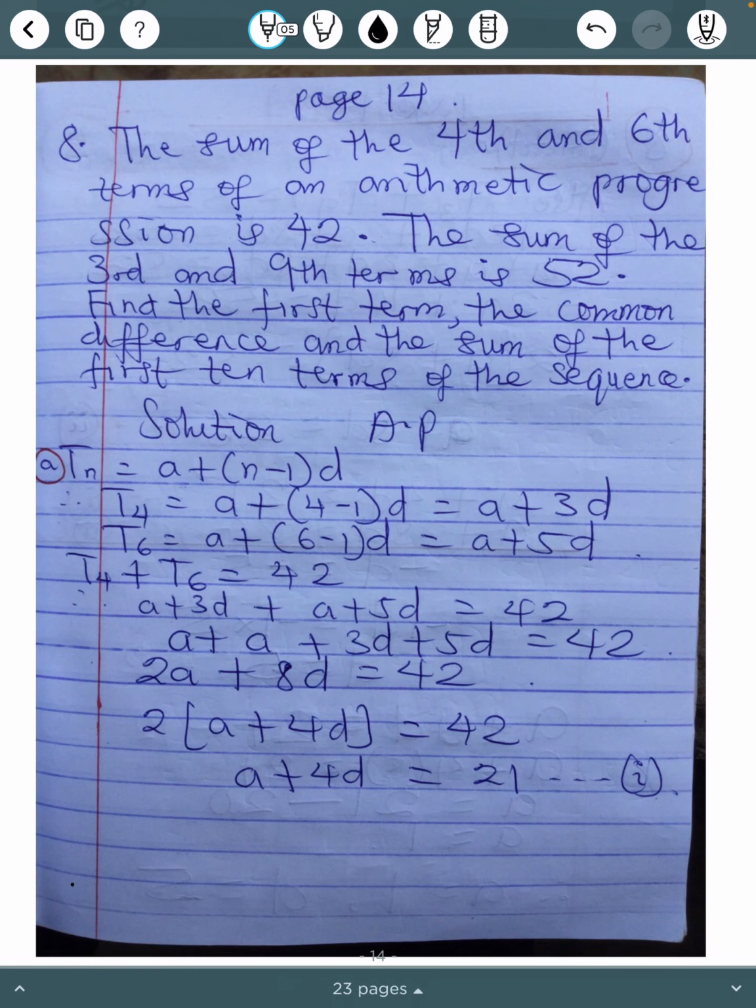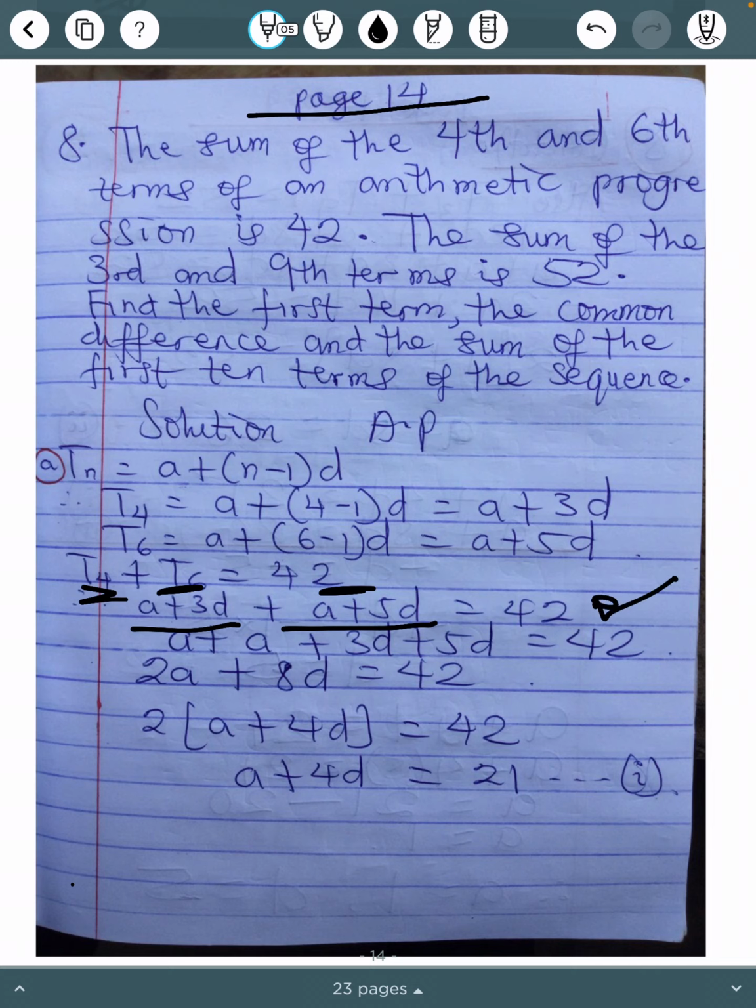Question 8 says, the sum of the 4th and 6th term. 4th and 6th term will be what? T4 plus T6 is 42. The sum of the 3rd and 9th term is 52. Okay, let's do this first. The 4th term is a plus 3d. The 6th term is a plus 5d as usual. So that means a plus 3d plus a plus 5d will give me 42.